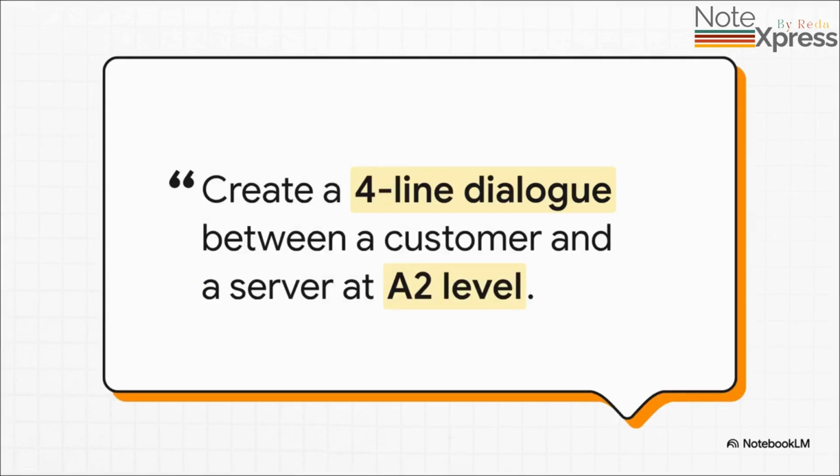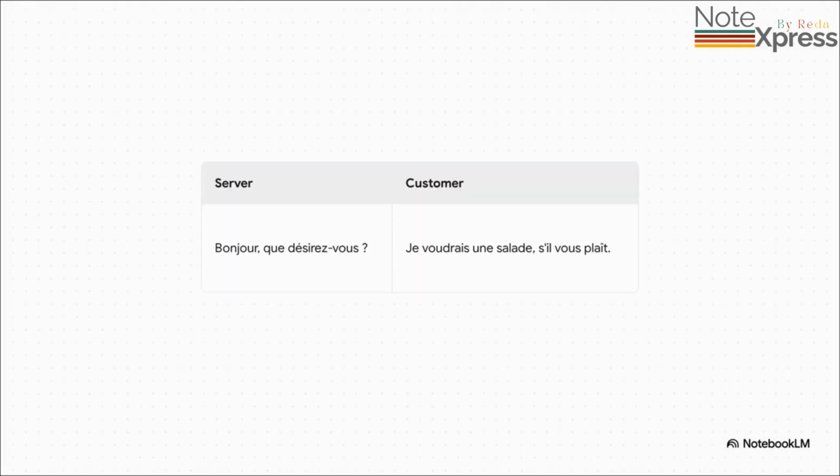And the best part is, you don't have to be a tech genius. Seriously, all it takes is a simple, clear instruction. You could ask for something just like this. A 4-line dialogue between a customer and a server, specifically at that A2 beginner level. It's that easy. And boom. Seconds later, you get this, a perfect, ready-to-use mini dialogue.